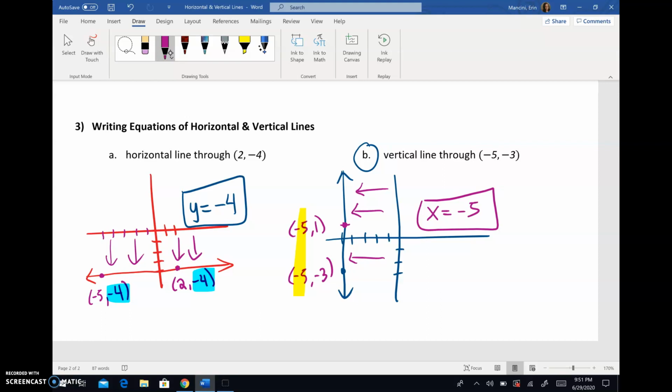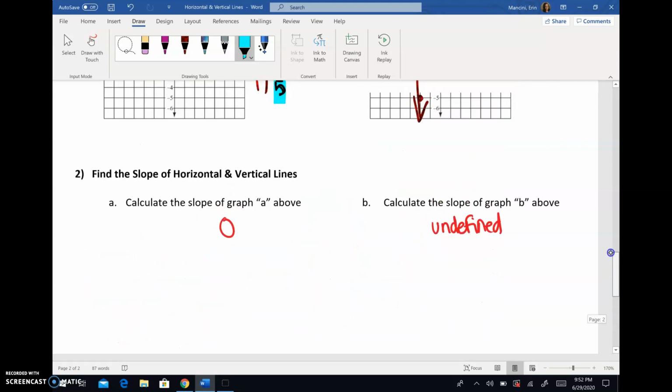Okay, horizontal line is always y equals, vertical line is always x equals, but you can see why through that example. Okay, so anytime you have a horizontal line, the y is always going to be consistent. You can just look at the y coordinate. And anytime you have a vertical line, the x is always going to be consistent, so you can look at the x coordinate, if that helps. So that's everything you need to know about horizontal and vertical lines.